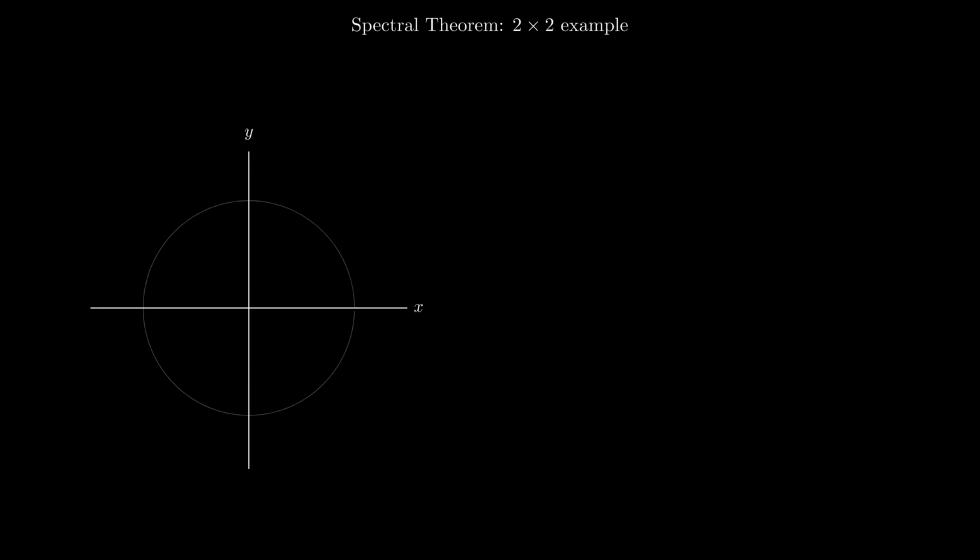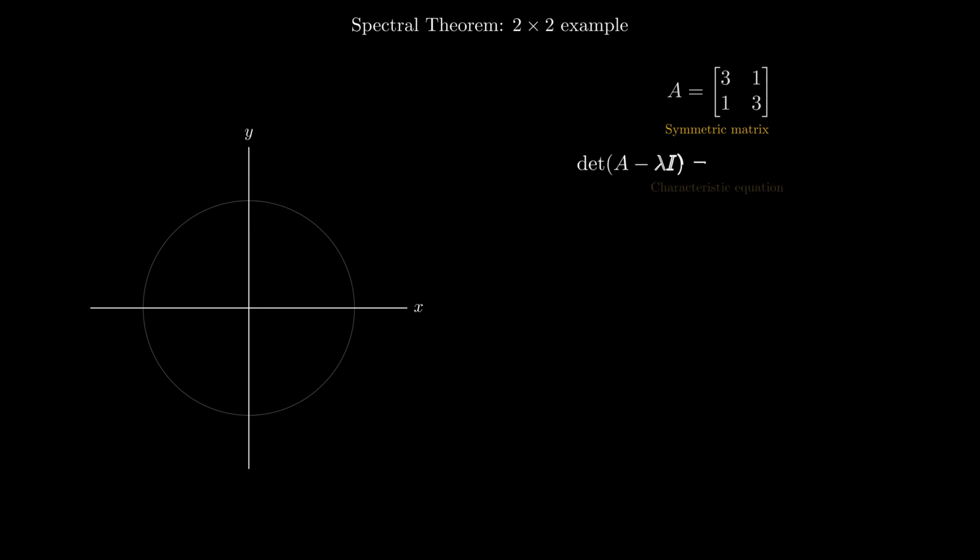Real symmetric matrices have two miraculous properties. First, every eigenvalue is real. No complex numbers ever appear. Second, the eigenvectors can be chosen orthonormal, mutually perpendicular and of unit length. Let's see this on a concrete 2 by 2 example.